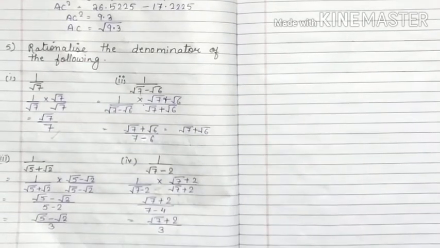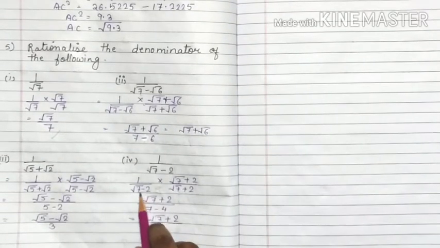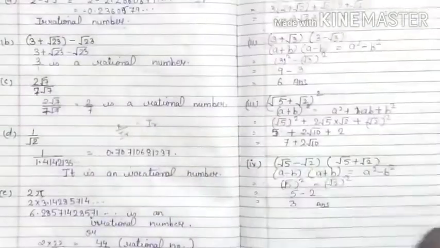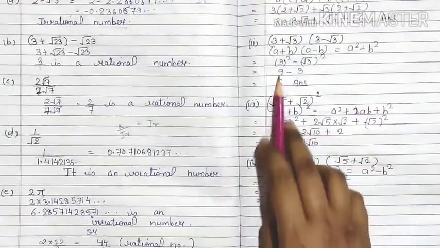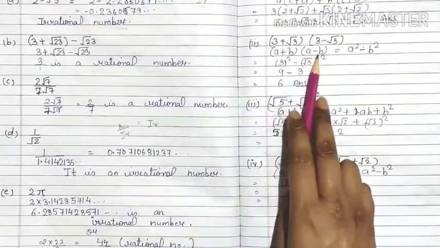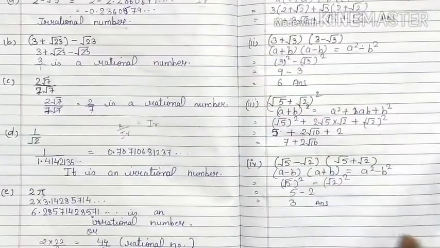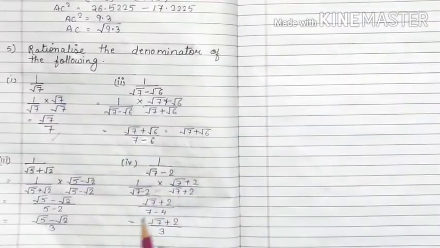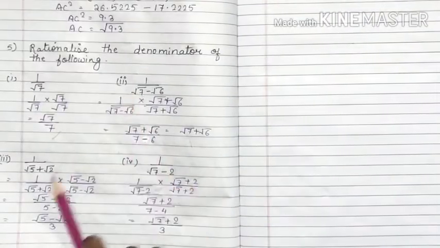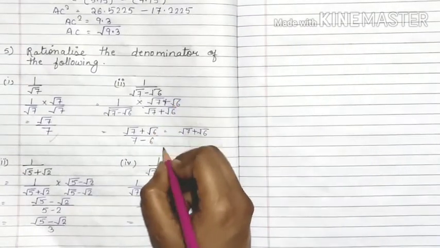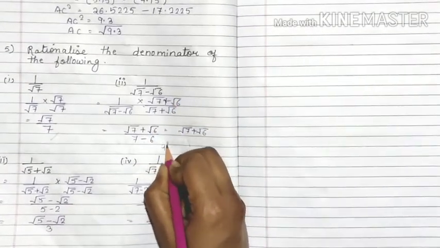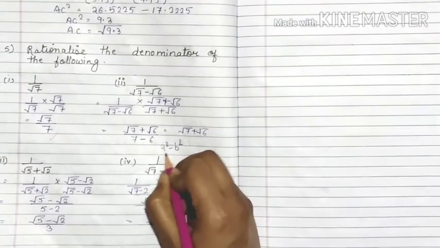Okay. Here what is the identity we have seen in question number 2? In question number 2 we have seen this is a plus b times a minus b. Then the identity is a square minus b square. Okay. So in 2, 3 and 4 we have used the identity a square minus b square. Okay.